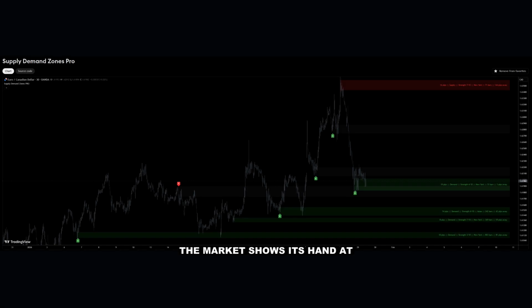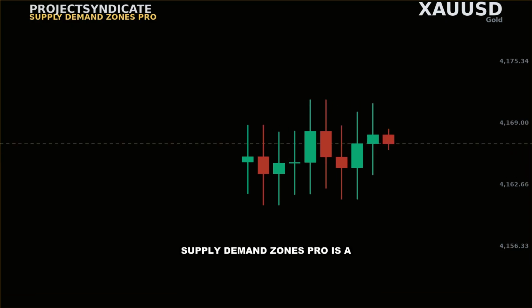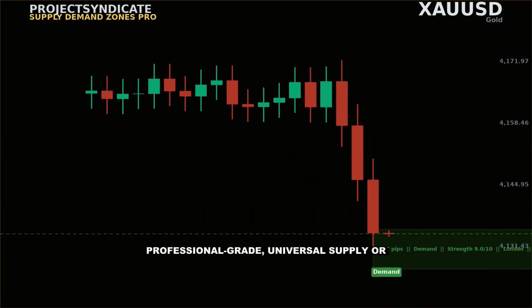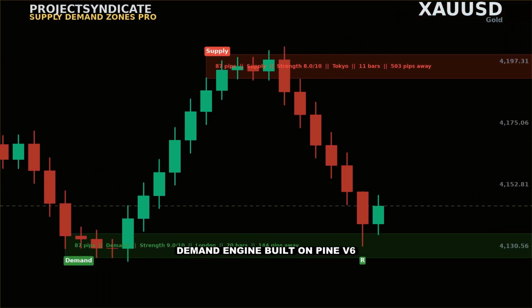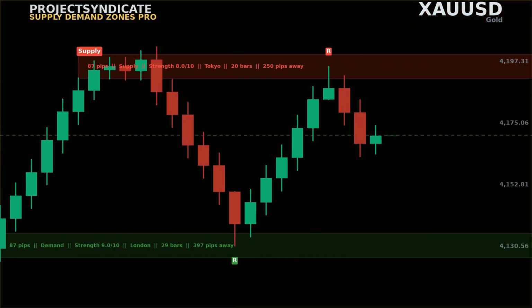The market shows its hand at supply and demand. Supply-Demand Zones Pro reads it for you, scoring every zone and flagging every retest before you commit. Supply-Demand Zones Pro is a professional-grade, universal supply or demand engine built on Pine v6 that does the two things.